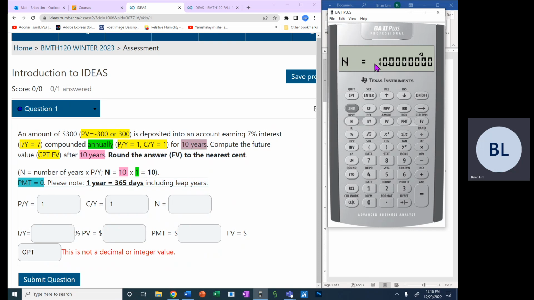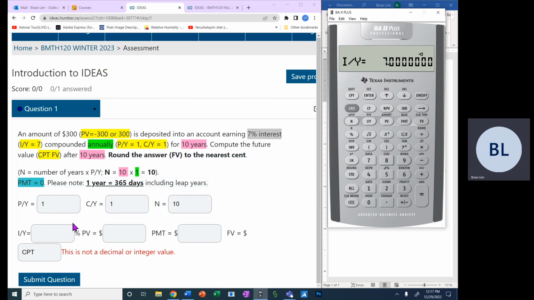What does this mean? When you see the equal sign, it means that number is indeed in that register, in that box, or in that receptacle, whichever way you like to describe it. But that is the numerical value for N. All right, we've accomplished that. So we will put in the number 10. Now, IY is, as you can see somewhere up here, equal to 7, which is a 7% interest. So we go 7, and to enter the value, we just click on IY. So 7, IY, and there it says IY is equal to 7.